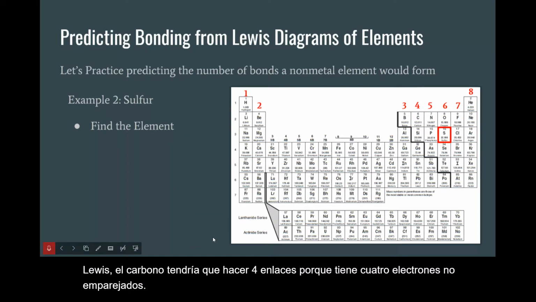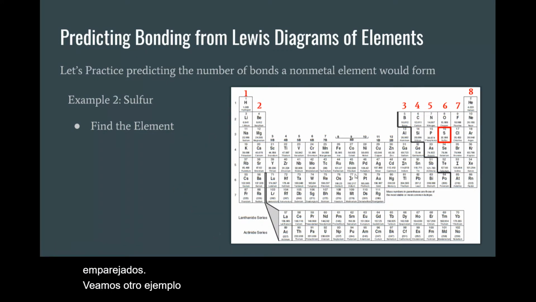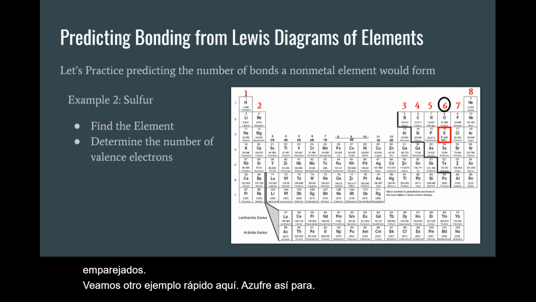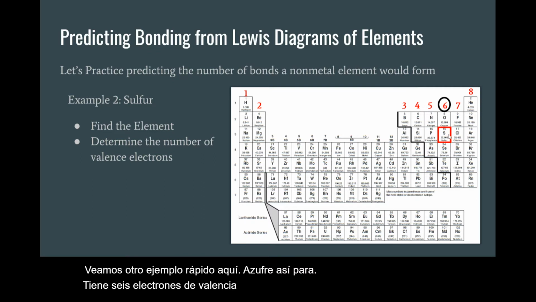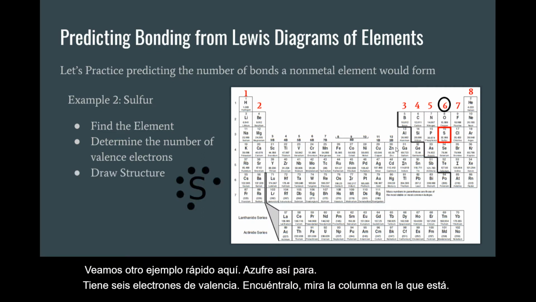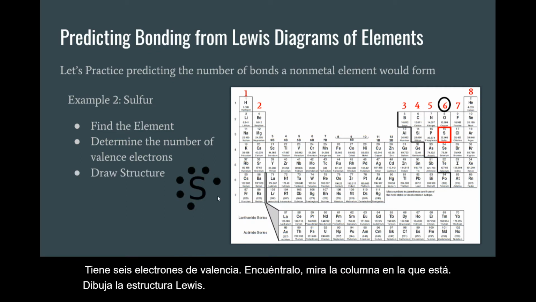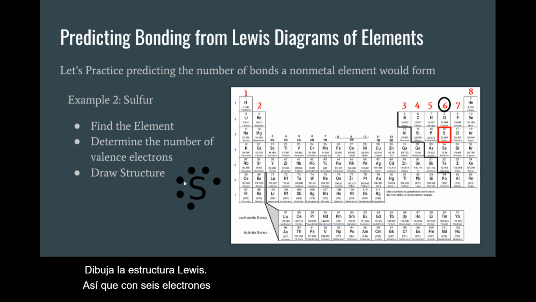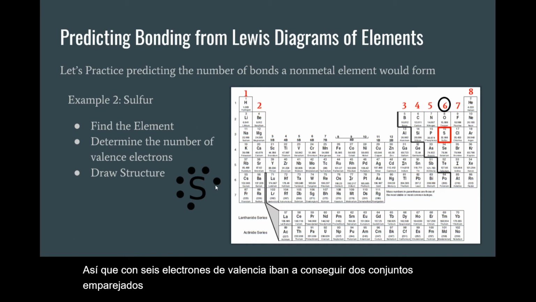Let's look at another quick example. Here's sulfur. Sulfur has 6 valence electrons. Find it, look at the column it's in, draw the Lewis structure. So with 6 valence electrons, we're going to get 2 paired sets and 2 unpaired electrons. So sulfur is looking to make 2 bonds.